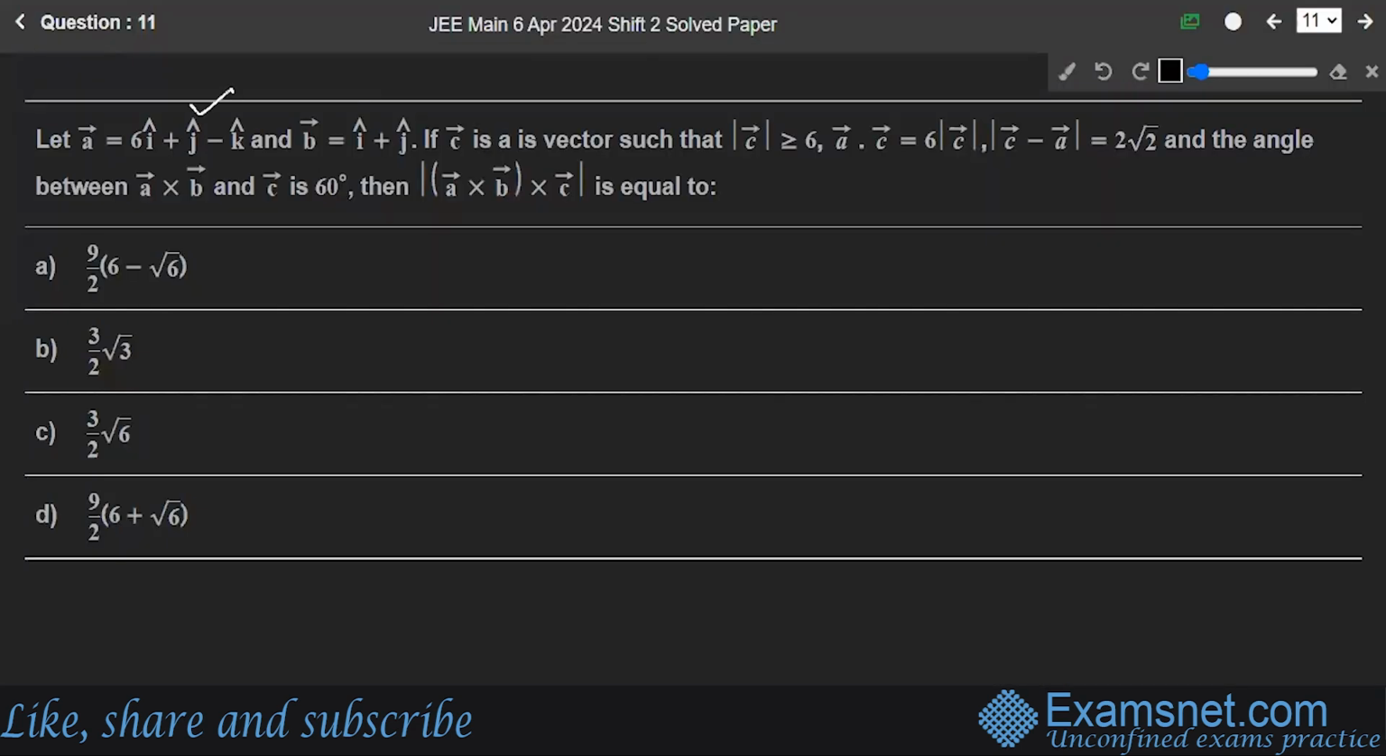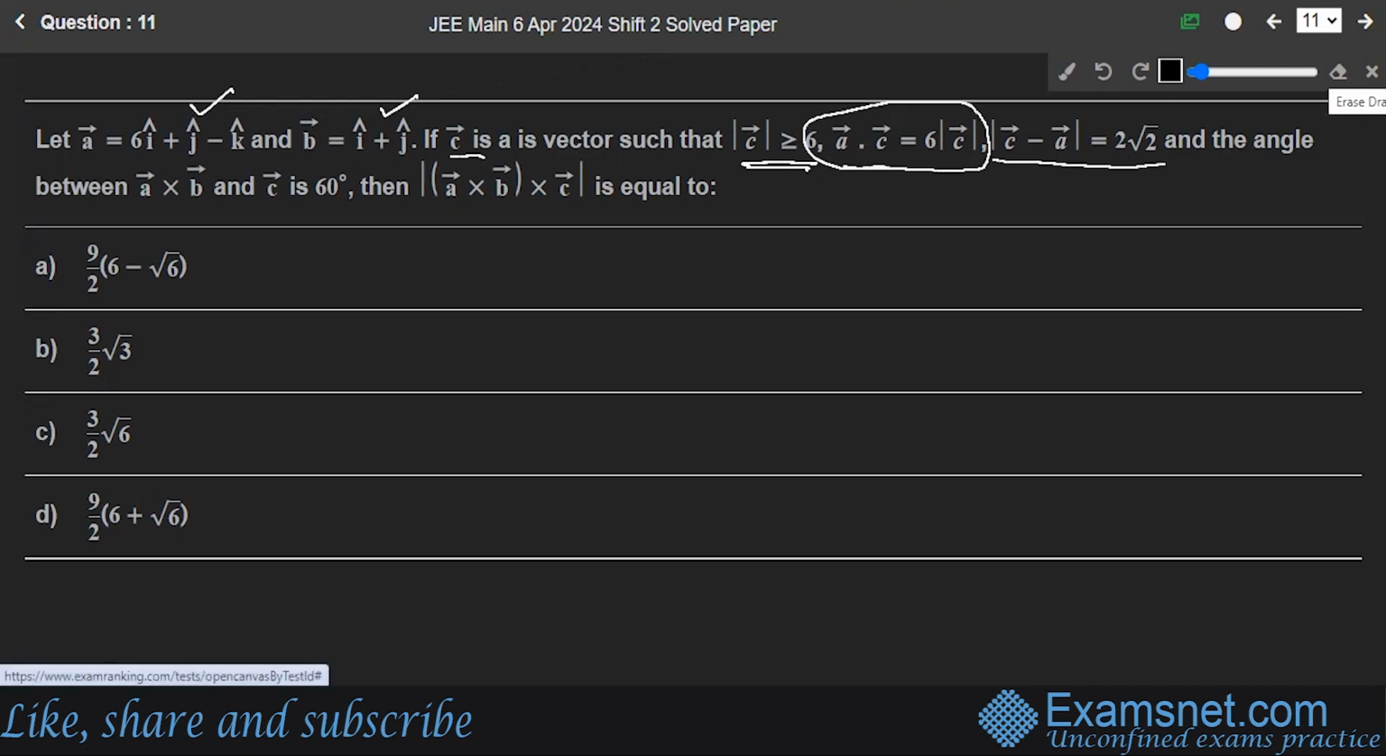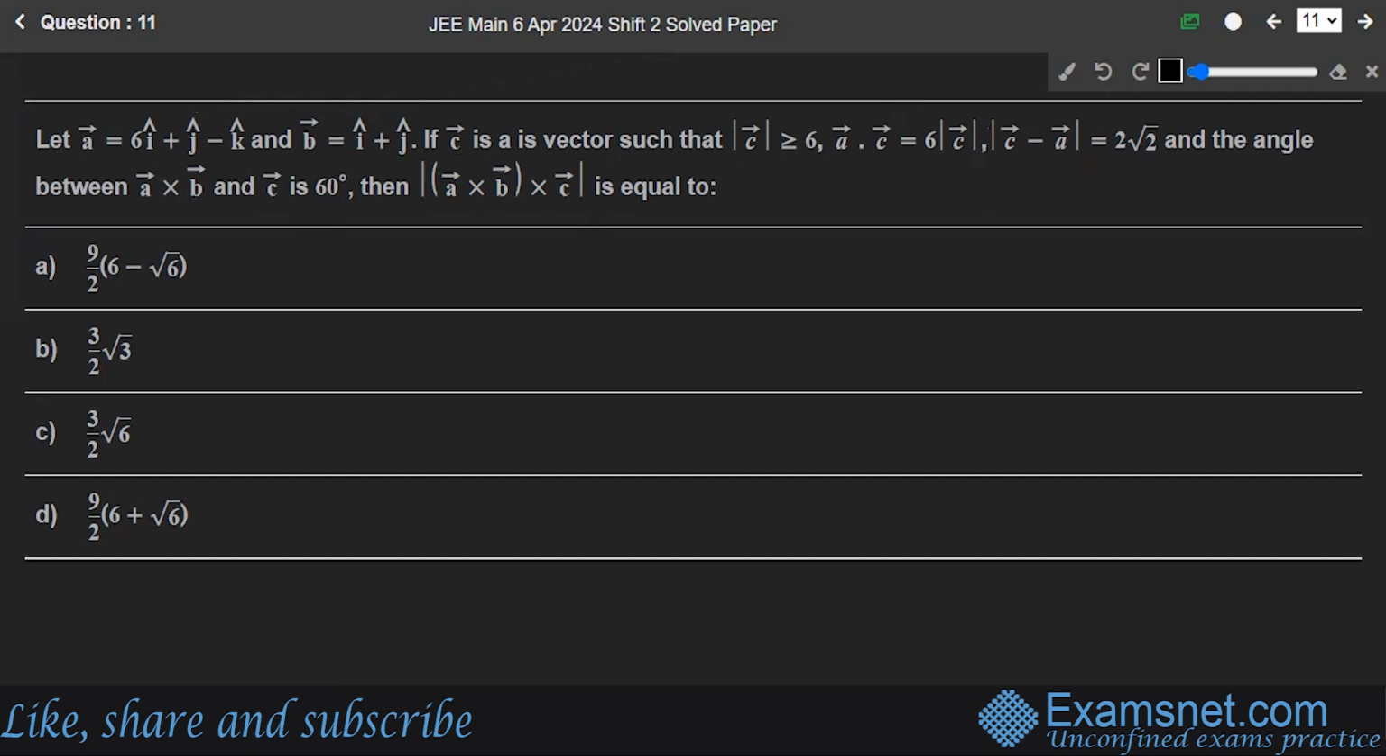Hope you got that. Question number 11. Let A be given by this, B be given by this vector, and C is a vector such that the magnitude of C is greater than or equal to 6 and A dot C is equal to this. And the magnitude of C minus A vector is equal to 2 root 2. The angle between A cross B and C is 60 degrees. You have to find out the value for this expression. Let's write down, you have to find out this.